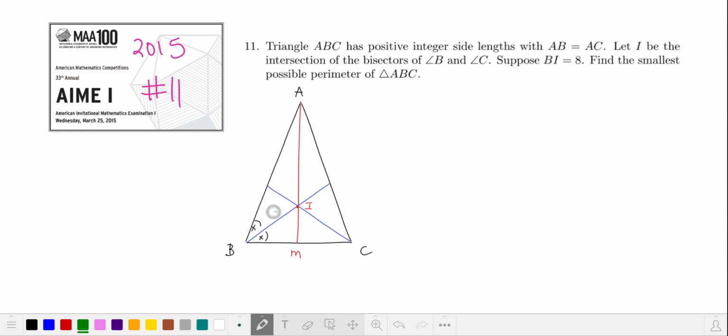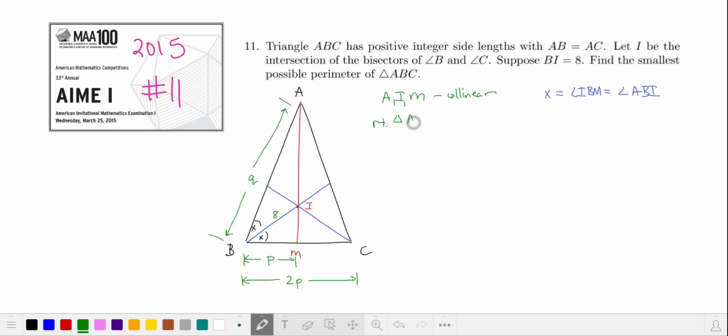The distance from B to I is 8. And I'm going to call this distance from B to M, we'll call it P. And the congruent sides will have length Q. Using right triangle ABM, we have that the cosine of angle ABM is adjacent over hypotenuse, or P over Q.